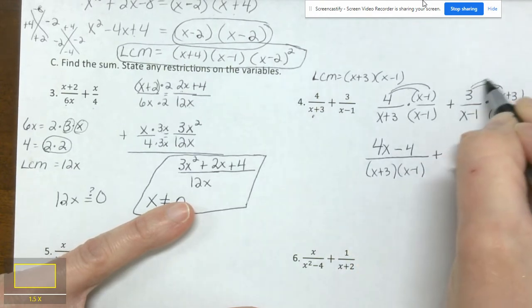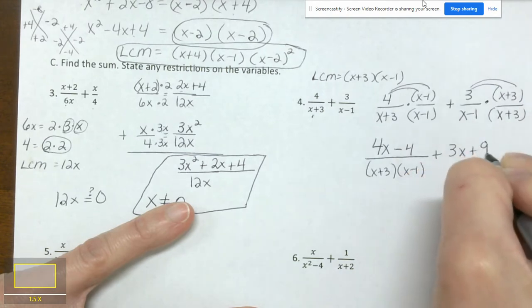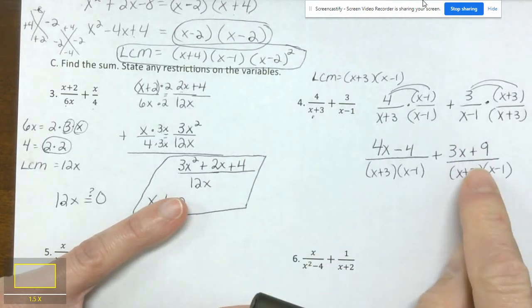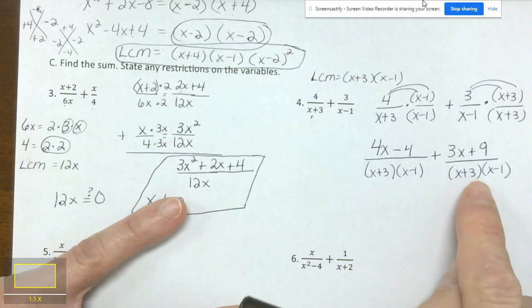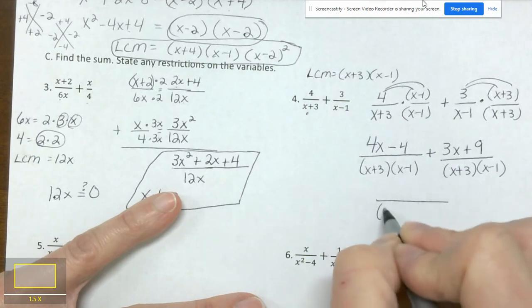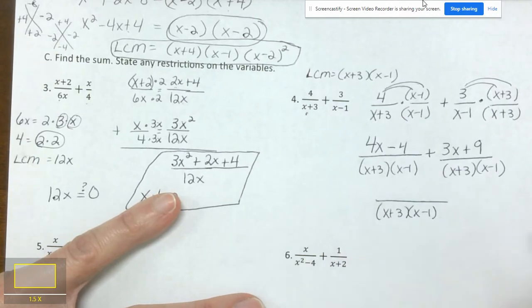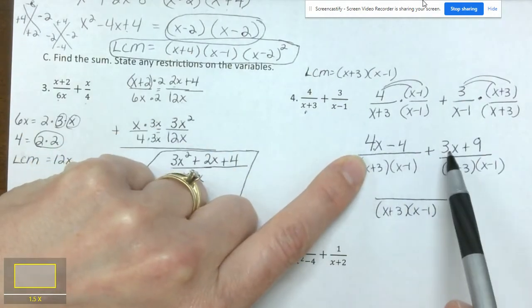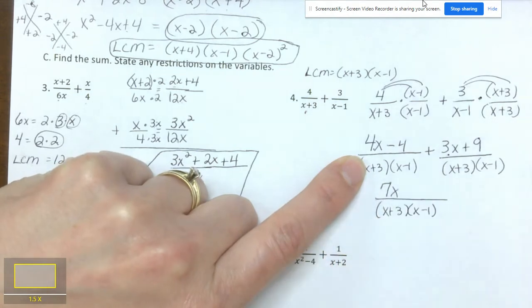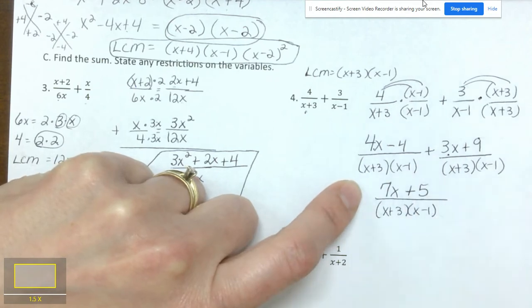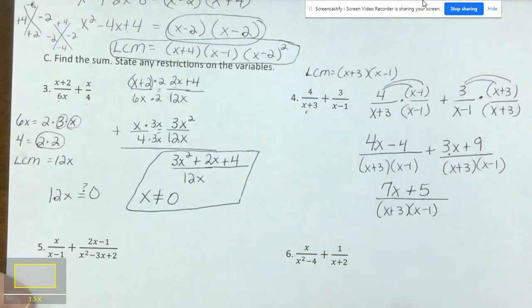Plus, now we're going to distribute that 3 to both of those, 3x plus 9 over x plus 3 times x minus 1. And I know I flipped the order there just to make it match what I did over here, but when you're multiplying, order doesn't matter, so it's okay for us to do that. All right, now for our answer, we still have our common denominator, x plus 3 times x minus 1. And then we're going to see if we can put anything together. 4x plus 3x is 7x. Minus 4 plus 9 is a plus 5. So 7x plus 5 over x plus 3 times x minus 1.